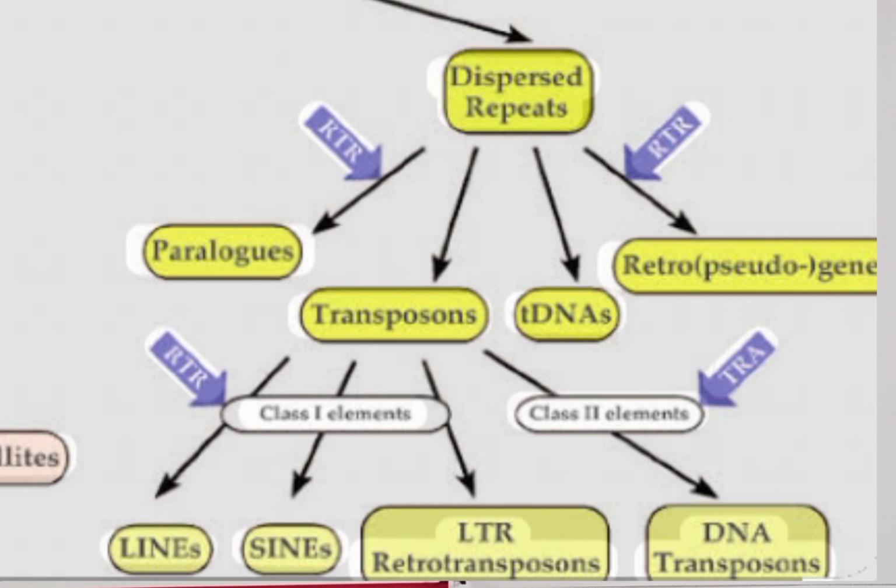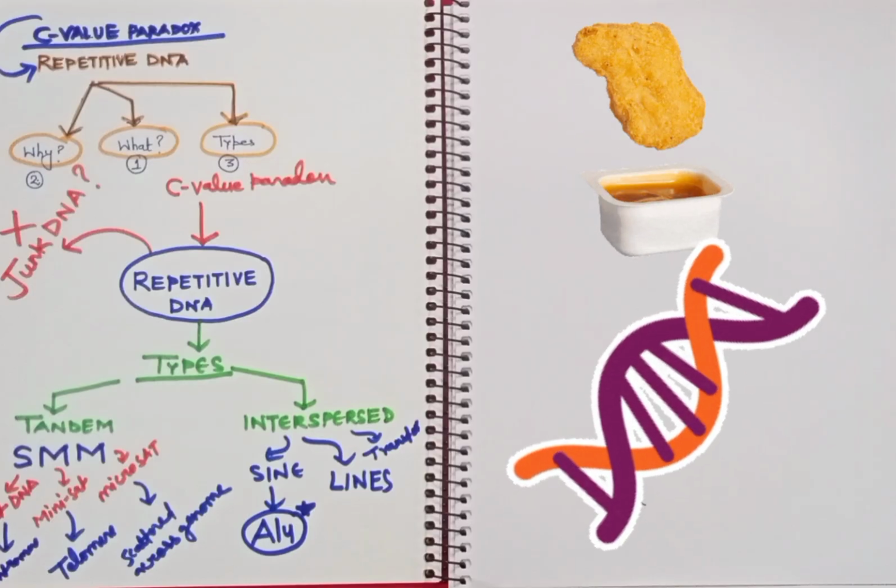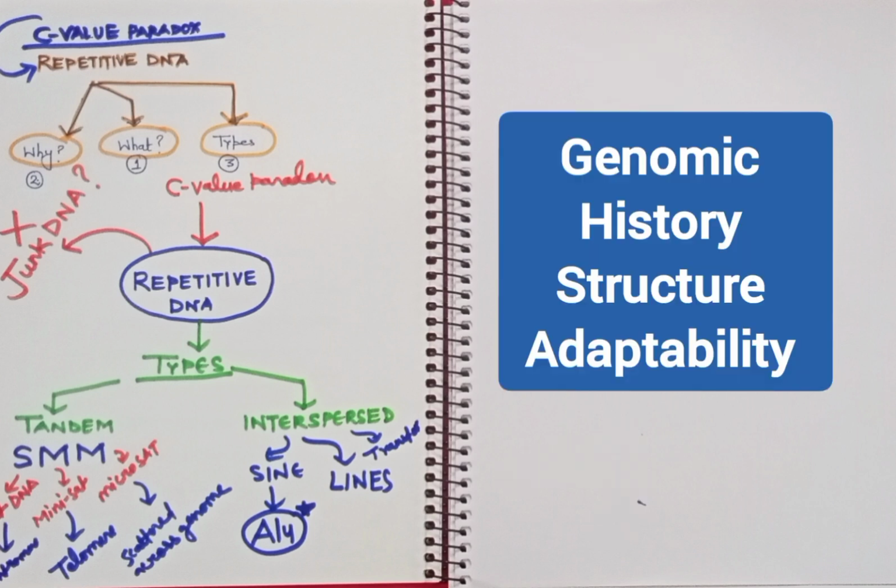Have you heard about junk DNA? Earlier these repetitive DNA were called junk DNA, but these sequences now serve as key indicators of genomic history, structure, and adaptability.